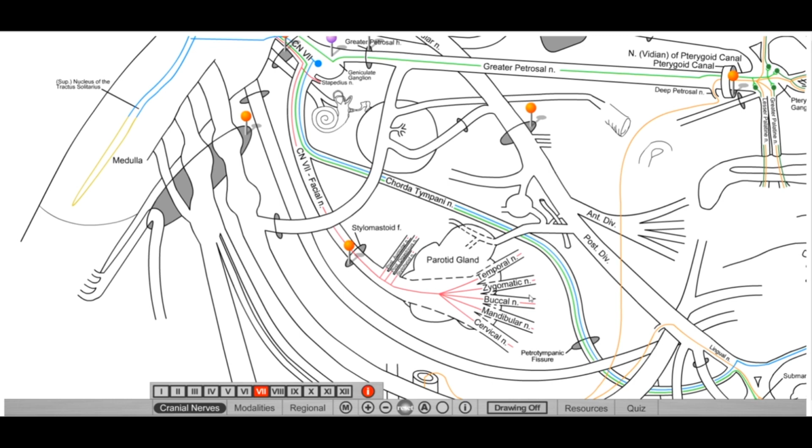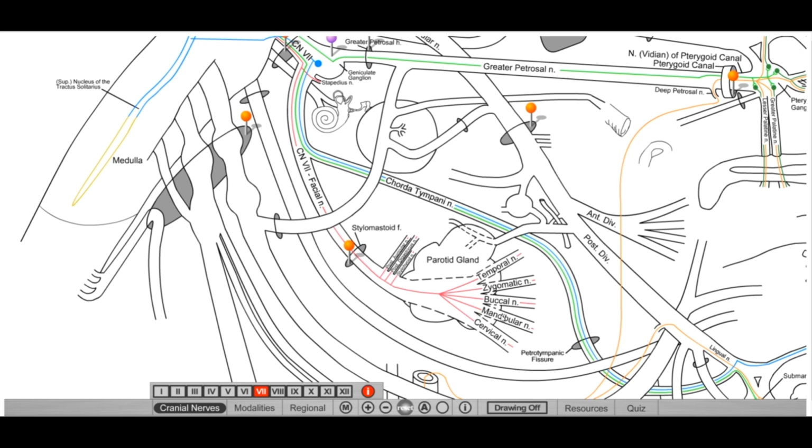Your buccal nerve goes to your buccinator, which is a muscle right in your cheek that keeps your cheek taut, so food doesn't get stuck in the side of your mouth and you don't start drooling out of your mouth.